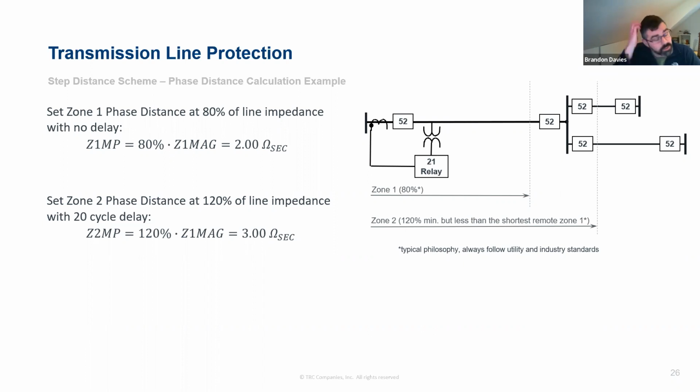In a lot of cases we aren't really setting that zone 3 remote backup element very often. I left it off this calculation example, but that would be another thing we would look at and typically do a little bit more analysis in Aspen to figure out what the worst case remote bus fault was. These calculations are fairly straightforward.